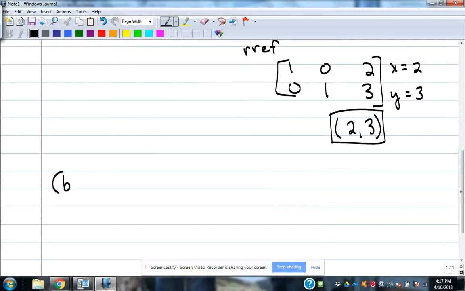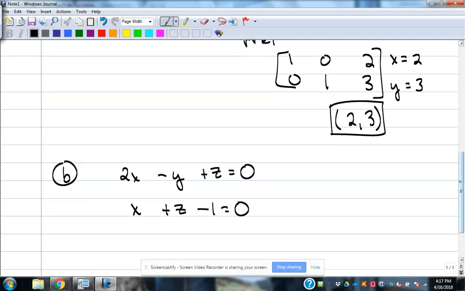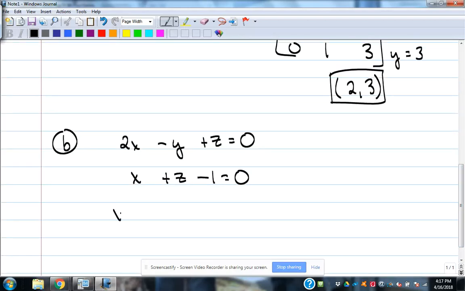Let's look at this system. 2x minus y plus z equals 0. x plus z minus 1 equals 0. x plus 2y minus 8 equals 0. So this system is a little bit sketchy. Things are not the way they should be.